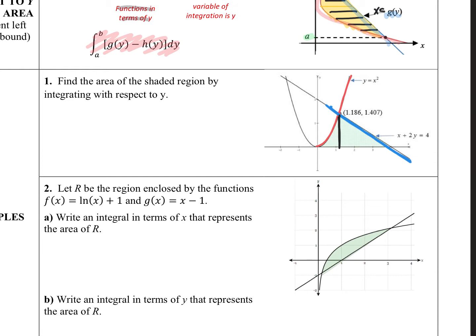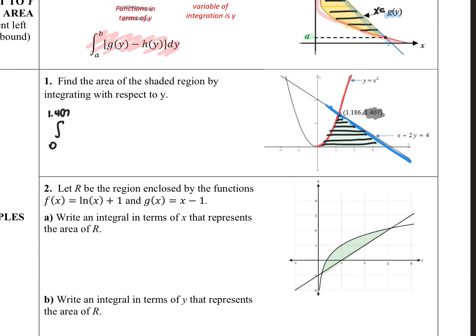But if I look at this sideways, so I'm doing horizontal lines instead of vertical, you can see that no matter where I draw this horizontal segment, the red one is on the left and the blue one is on the right, which means I can find this area integrating with respect to y, and I can do it with one integral. The first thing I look at are my limits. My low y is 0. My high y is that 1.407.